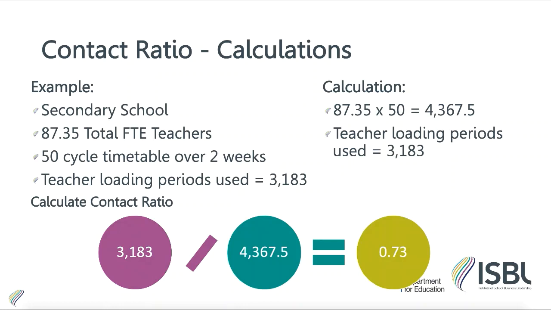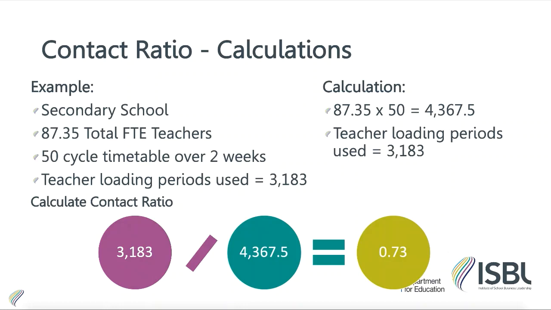The first calculation we need to do is to work out the total available teaching periods. So this is if every teacher taught a maximum of 50 sessions over the 2 weeks. Within this example, the calculation is the number of FTE, which is 87.35, multiplied by 50 fortnightly sessions, which gives us a total of 4,367.5.